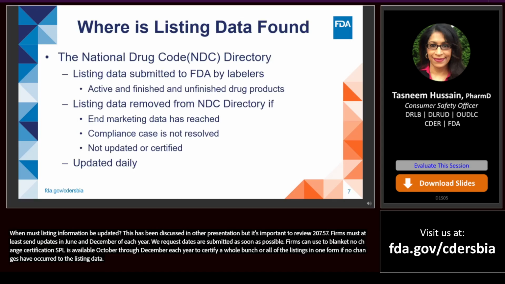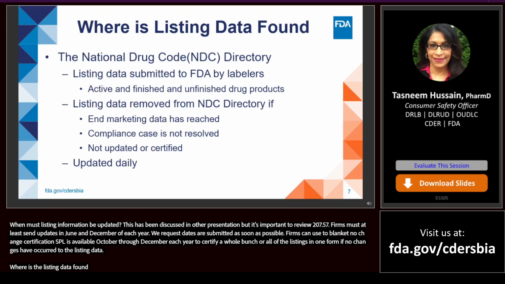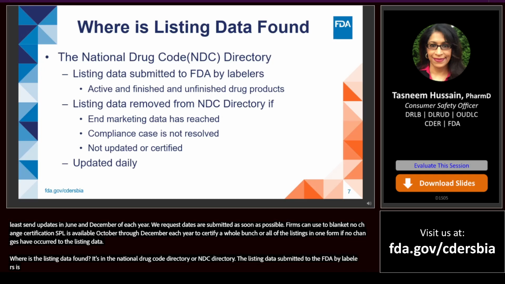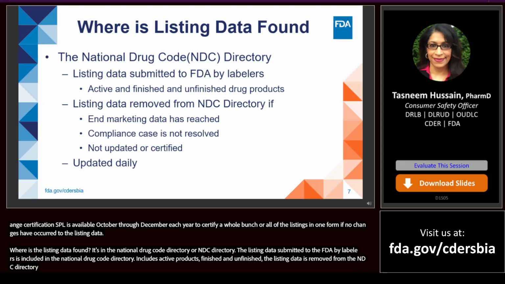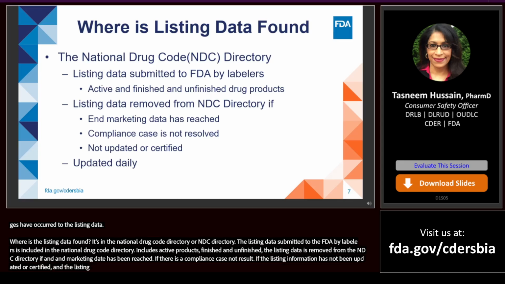So where is the listing data found? It's in the National Drug Code Directory, or the NDC directory. The listing data that's submitted to FDA by the labelers is included in the National Drug Code Directory. It includes active products, finished and unfinished products also. The listing data is removed from the NDC directory if an end marketing date has been reached, if there's a compliance case that is not resolved, or if the listing information has not been updated or certified, and the NDC directory is updated daily, Monday through Friday.